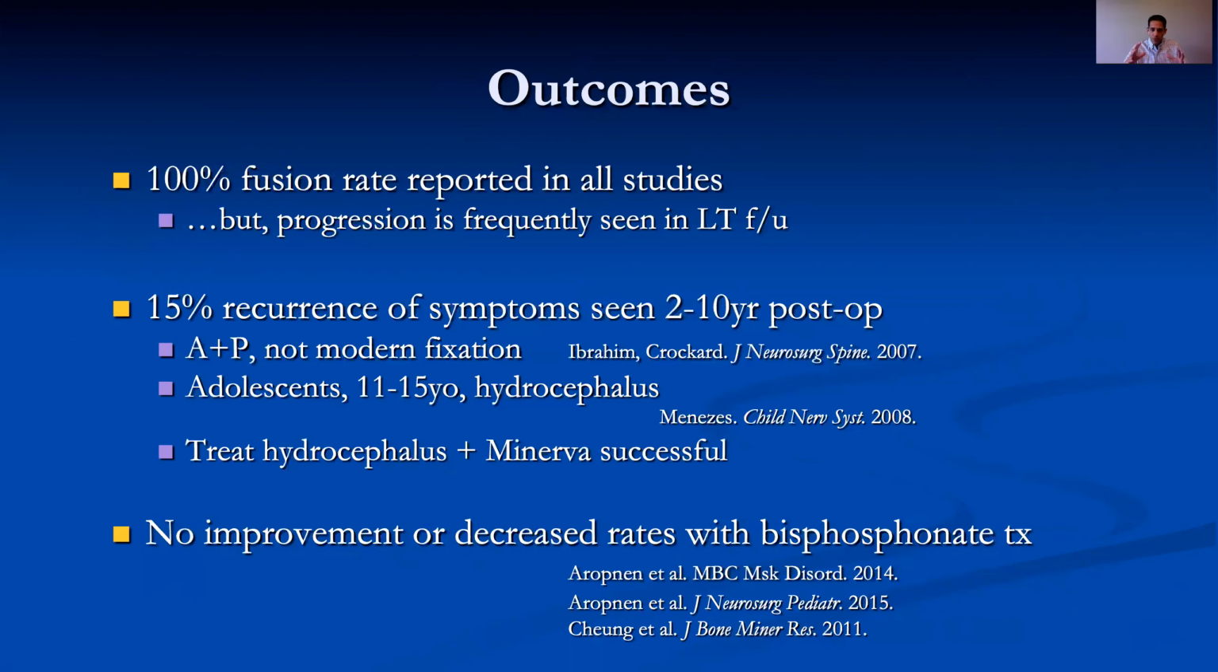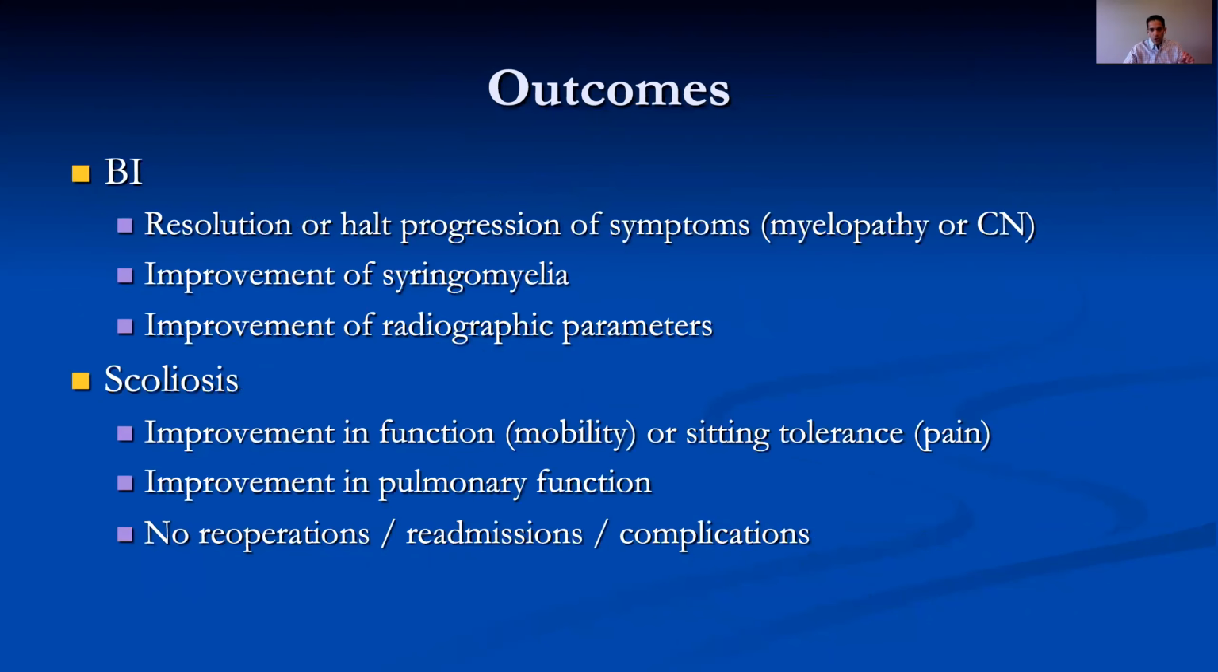So although we still recommend bisphosphonate treatment for the spine and the extremities, we can't say that bisphosphonate treatment is very effective in preventing BI or alleviating the symptoms. So for symptomatic patients, surgery is effective, but they need to be followed long-term to see if the symptoms recur. So we can halt progression of the symptoms before the nerves become very weak. We can improve the syrinx or CSF flow, and we can improve the skull and cervical spine parameters on the X-ray and on the MRI.